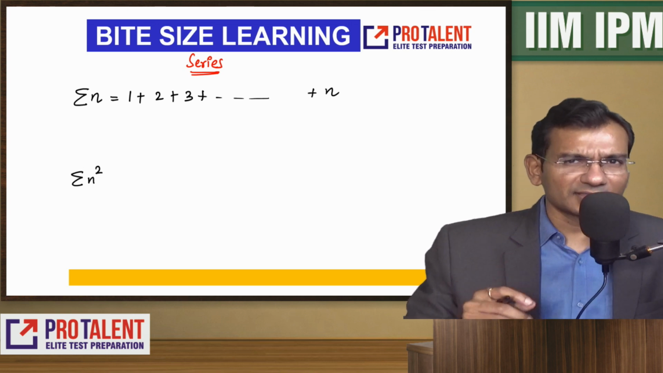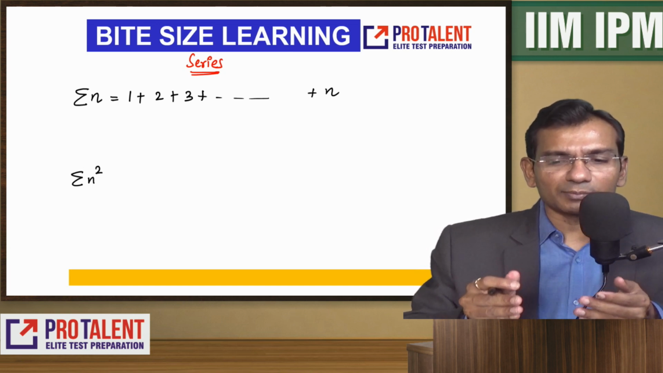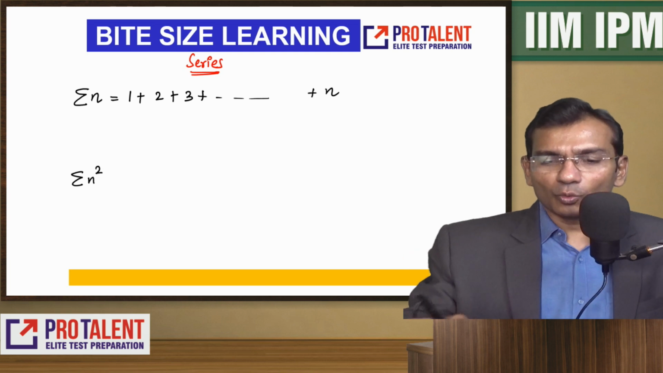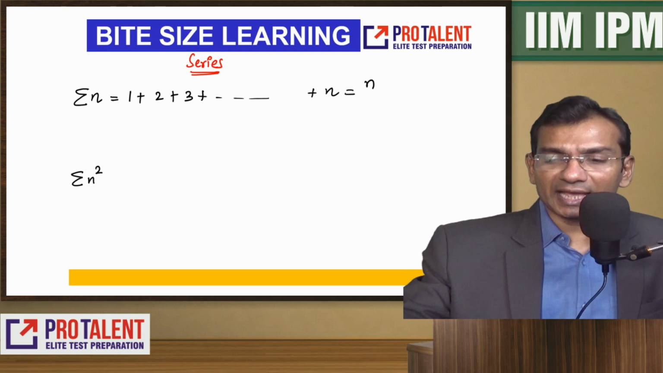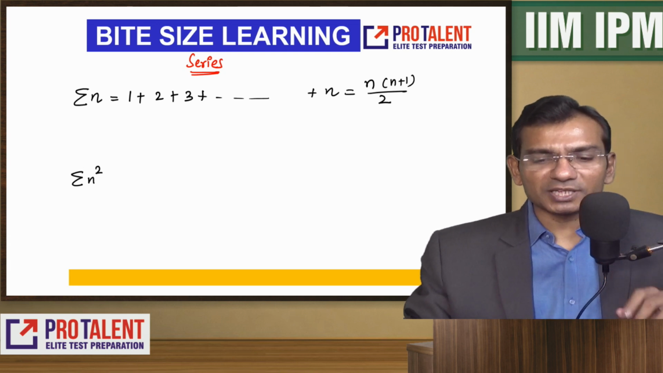So I'm sure there are so many questions which you get, which are to the tune of 1 plus 2 plus 3 up to n. What is the formula for this? It is n into n plus 1 by 2. Always remember this formula, n into n plus 1 by 2.